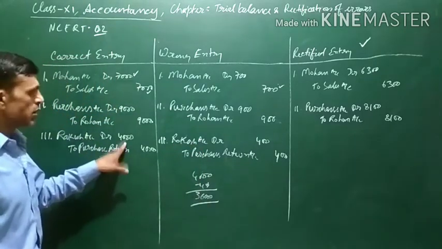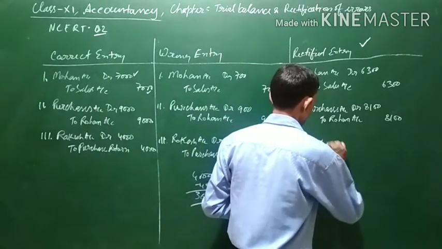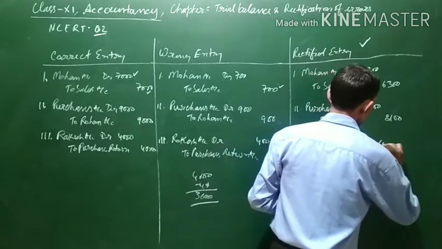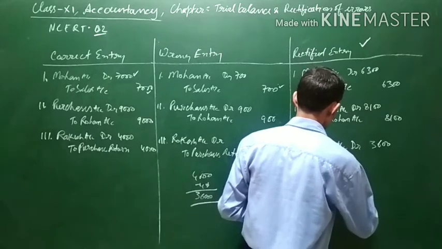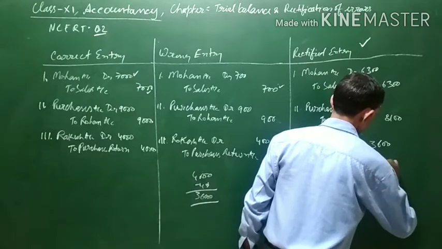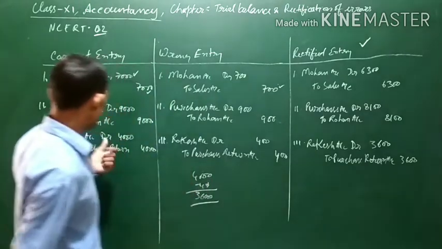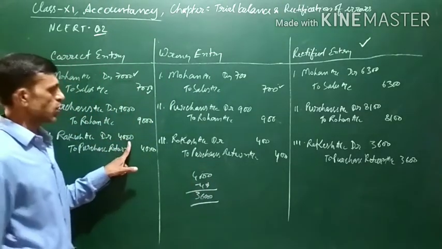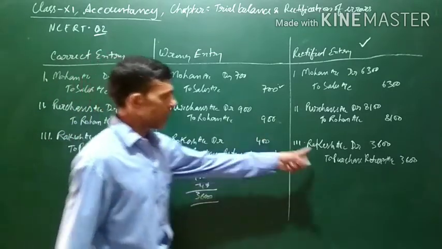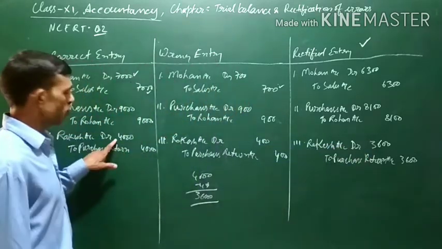in order that the total amount debited to Rakesh becomes 4,000. So here the entry will be Rakesh account debit, 3,600, to purchase return account. Now see, Rakesh account should have been debited with 4,000. The wrong entry debited it with 400 only. Now again it has been debited with 3,600. Total 400 plus 3,600 will come to 4,000.